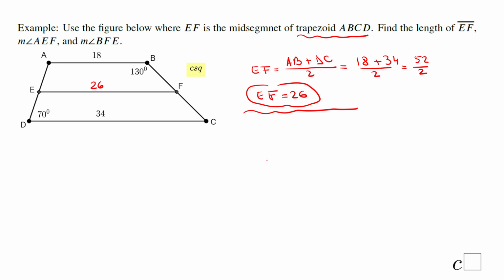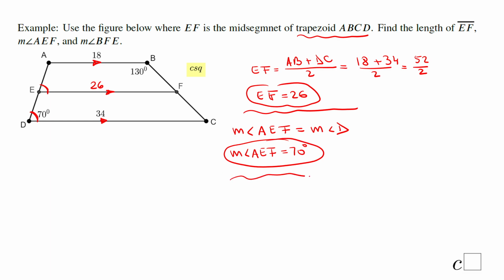Let's move to the next thing, the measure of angle AEF, which is this one here. That angle is going to be congruent with this one. Why? Because these are, how we call them, corresponding angles, and corresponding angles are congruent. How do you know they are corresponding angles? This mid-segment is parallel with the bases. So the measure of angle AEF will be nothing else than 70 degrees.